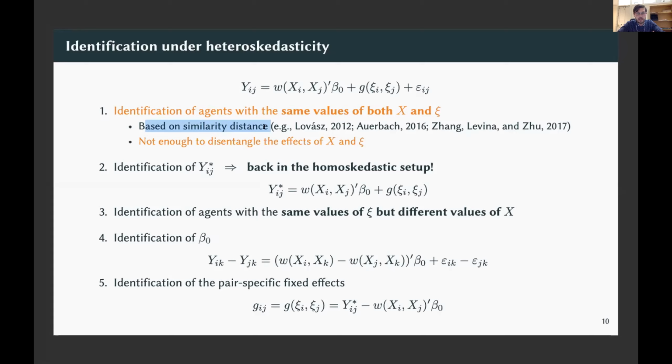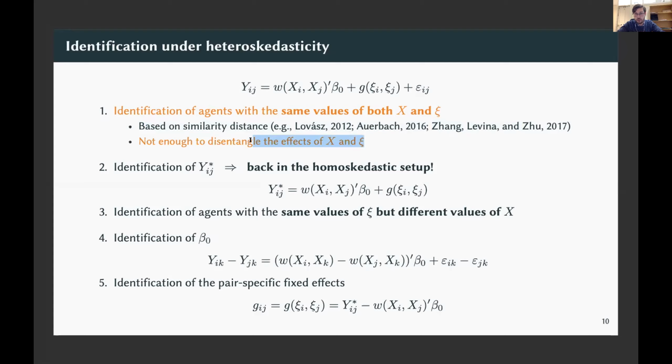So, for example, I guess this similarity distance originates from the work of Lovász and co-authors on topological properties of graphons, and Eric Auerbach pioneered that approach in econometrics, where it's also used in statistics in the context of non-parametric graphon estimation. However, an important point that I want to make: this is not enough. People knew how to do that, but this is not enough to disentangle the effects of x's and xi's. And that's what I do in this paper.